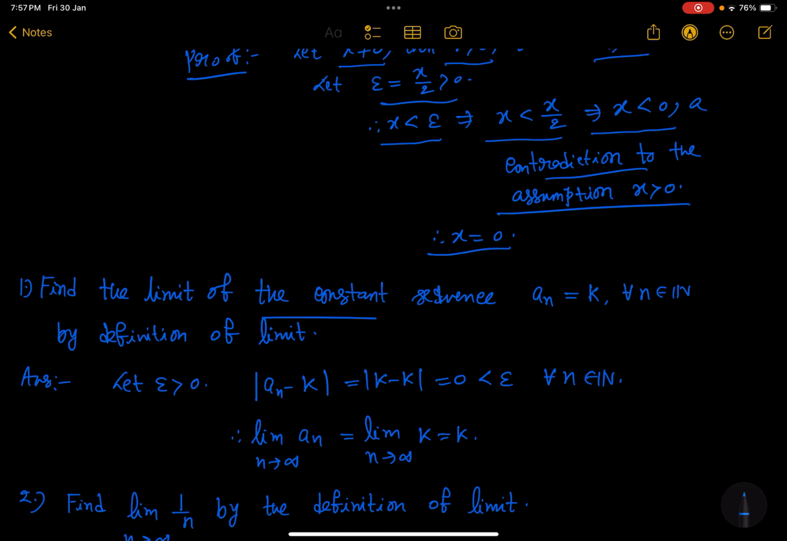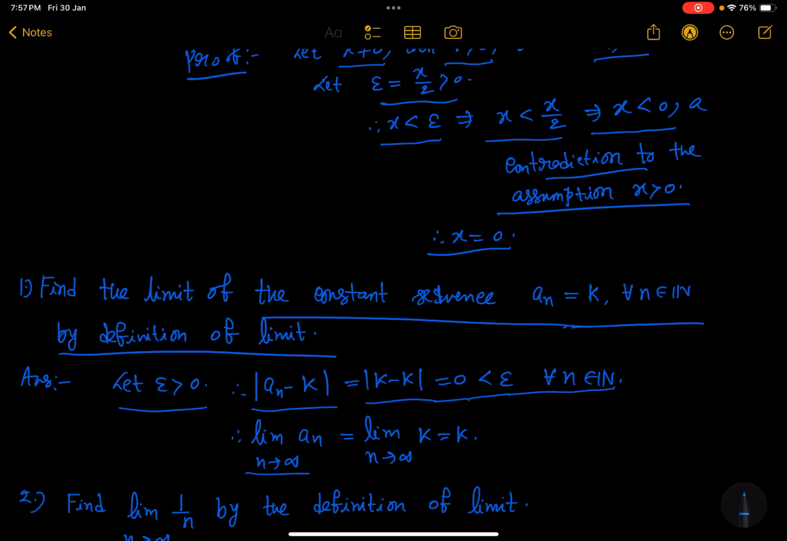Now find the limit of the constant sequence by the definition of limit. So let epsilon be positive. Therefore mod of k minus k, which is 0, is less than epsilon for any n belonging to N. So by the definition of limit, the limit of the constant sequence is the constant itself.